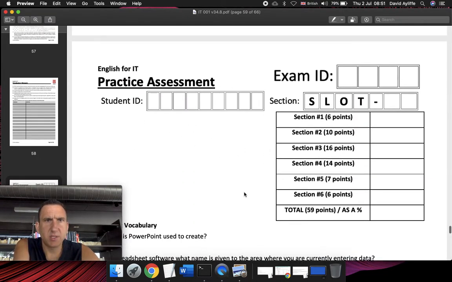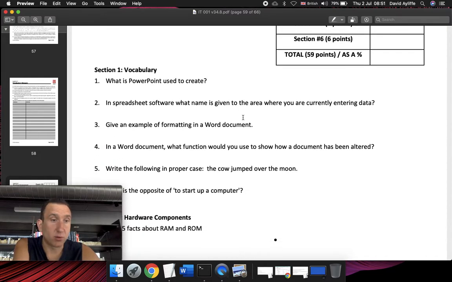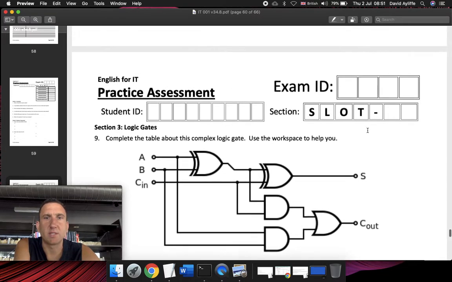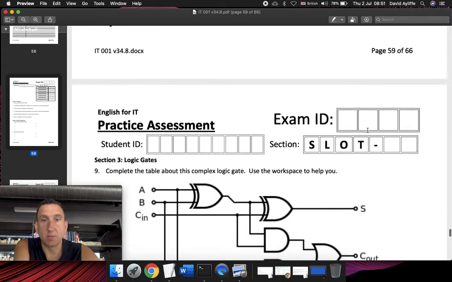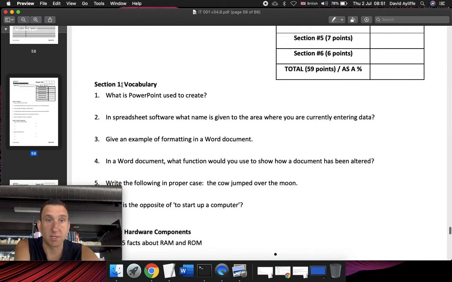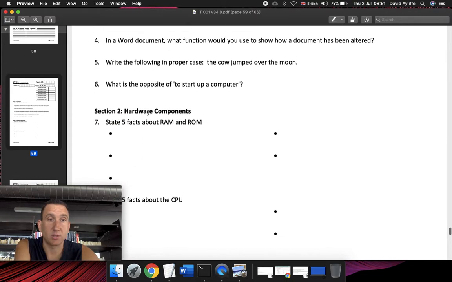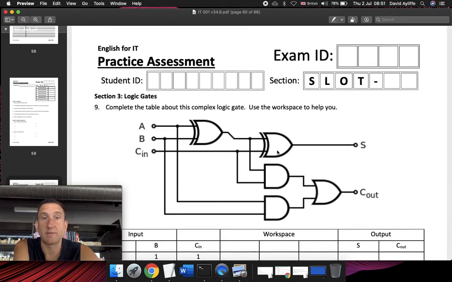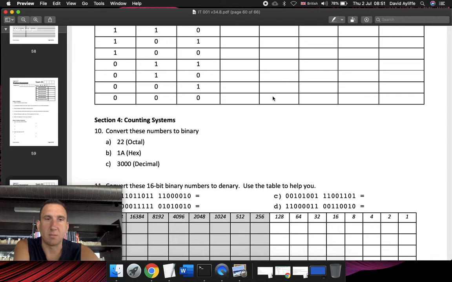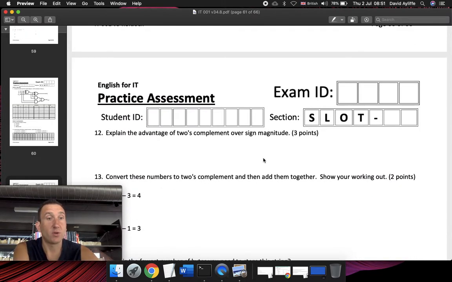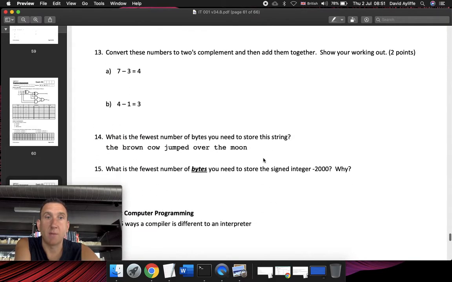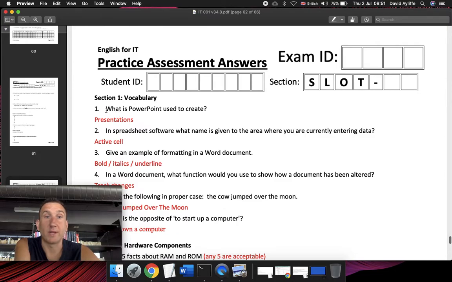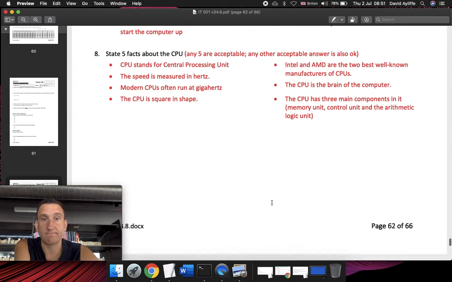There's a practice assessment at the end of the booklet. This is identical to the Schoology quiz that you'll find on Schoology, and it's very similar in format to the final exam. In the final exam, there's a section on vocab with about 6 questions, a section on hardware components with 2 questions, and a section on logic gates worth about 15 points, and so on. So this practice assessment mirrors the final exam to a large extent. At the very back of the booklet, we've got the answers to the practice assessment.